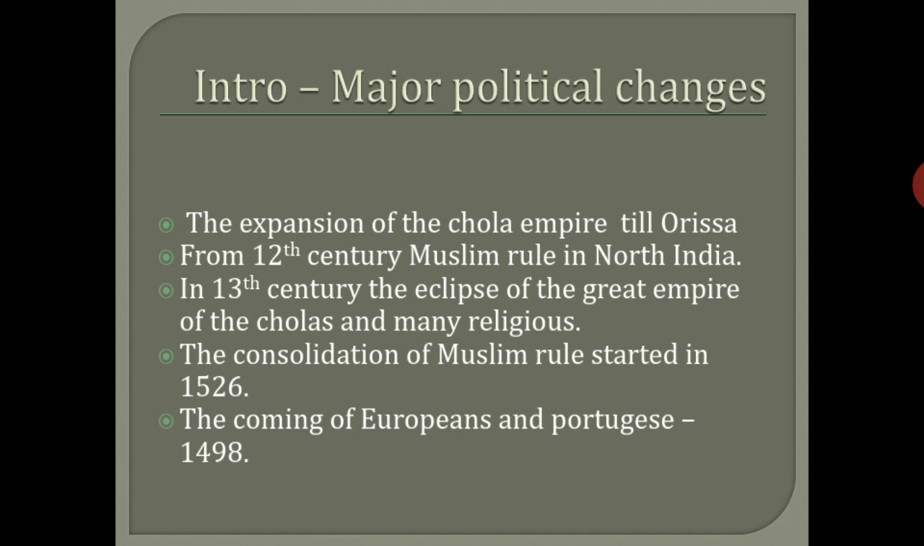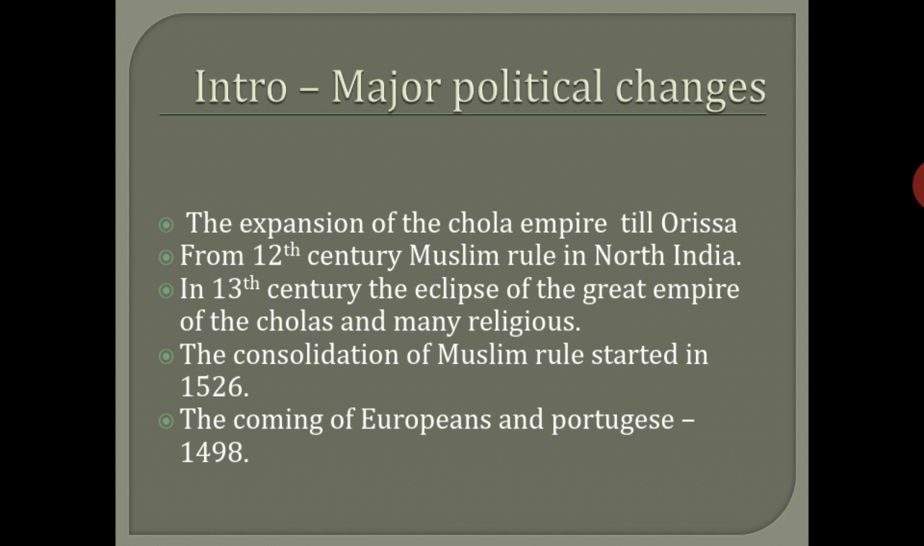The major political changes: the Chola Empire expanded up to Orissa. They eclipsed the Pallava and Pandya kingdoms also and extended up to Orissa. In the 12th century, Muslim rule in North India started. They started the rule in Delhi, extended throughout North India, and spread Islam to different parts of the country.